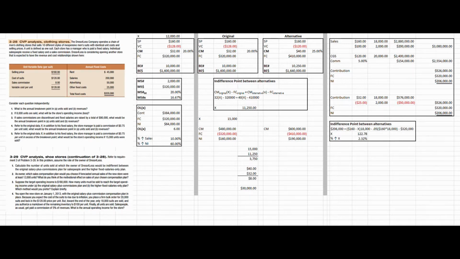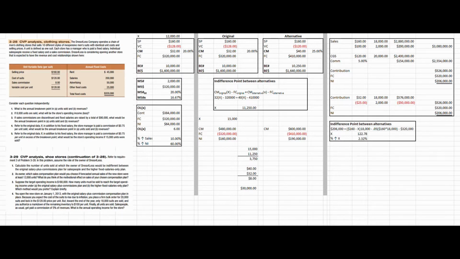Now, is this good or bad? Well, we can't answer that question. I mean, our break-even point has gone up, but the real question is, is that a problem? Because when I think about my break-even point, what I really want to be thinking about is, what is my probability of not breaking even?